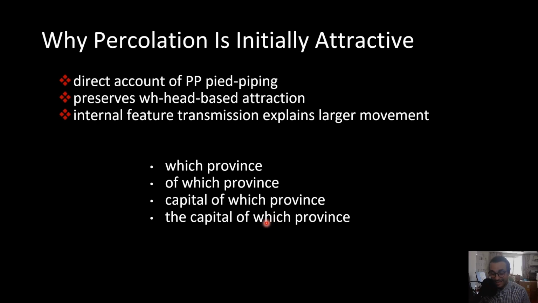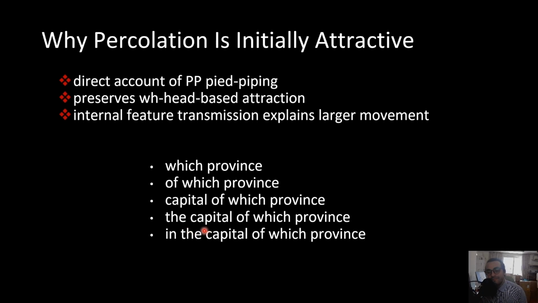It can keep going again. So, the capital of which province? Now it's spread to the PP, to the NP, and then to the DP. Again, you see what the issue is now. It just keeps on going. In the capital of which province? PP, NP, DP, and embedded in another PP. We've done a full Ouroboros serpent thing.